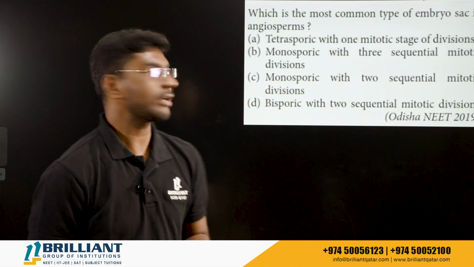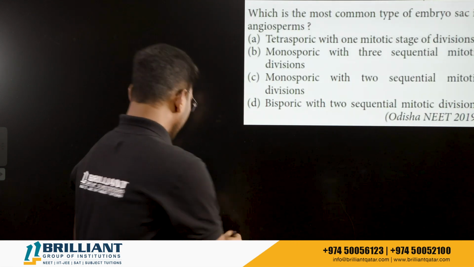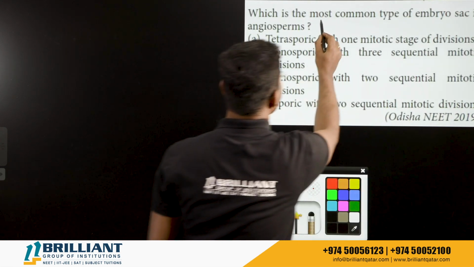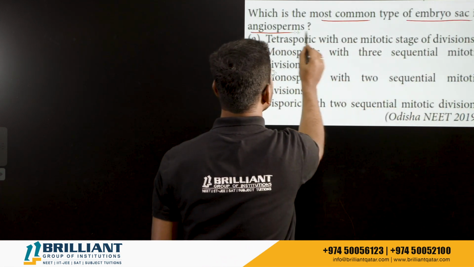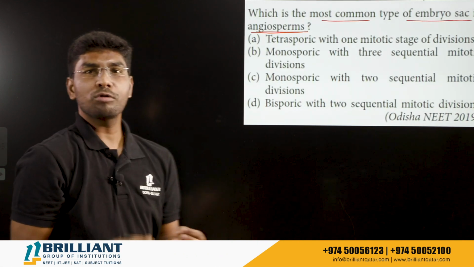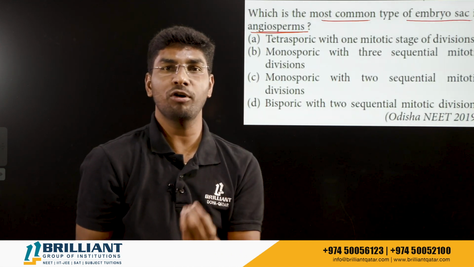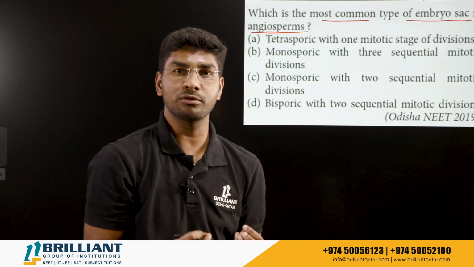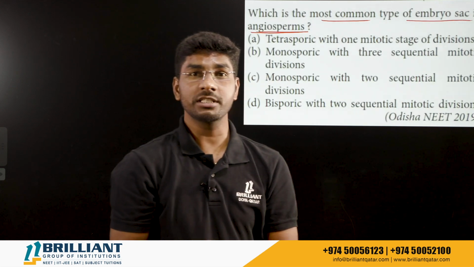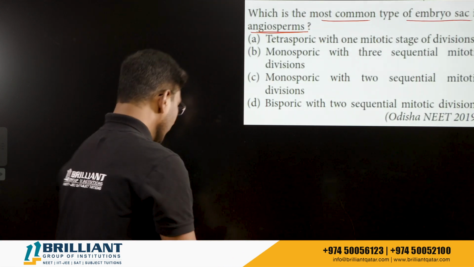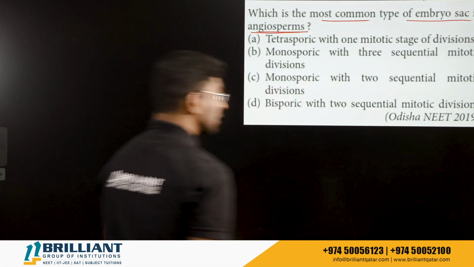This question also from sexual reproduction in flowering plant chapter. Look at the question. Which is most common type of embryo sac in angiosperm is given? Most common type of embryo sac. We have already seen the formation of embryo sac, or we can also say megaspore formation. During the megaspore formation, megaspore mother cell. This process takes place in where? This process takes place in ovule, megasporangium.